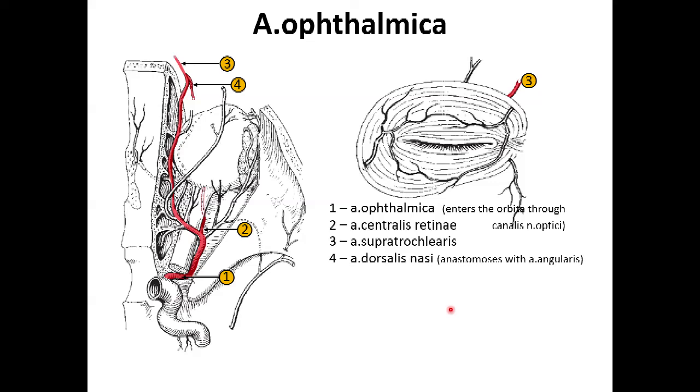And number four, it contacts with Arteria dorsalis nasi, which anastomoses with Arteria angularis. And now number 5. Number 5, what is it? It's Arteria supraorbitalis. Number 3, supratrochlearis, and number 5, Arteria supraorbitalis.